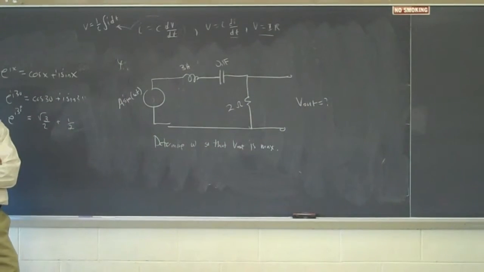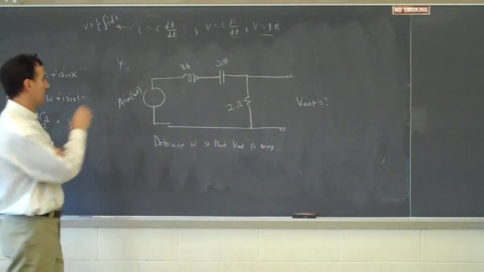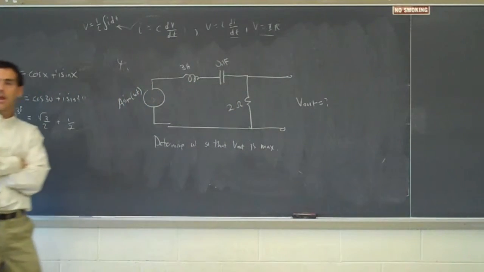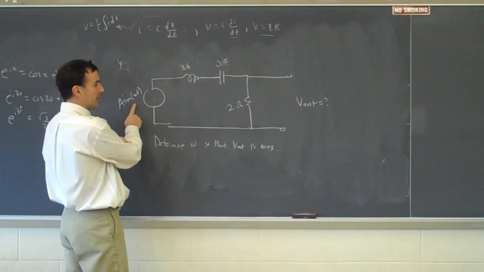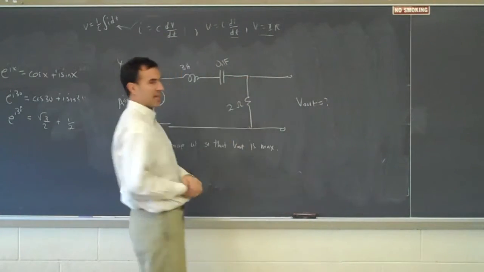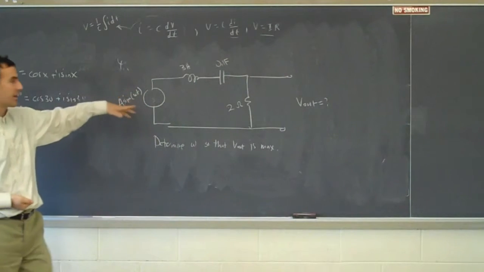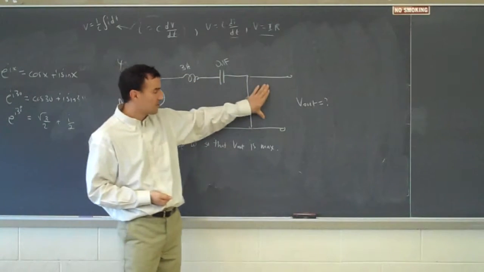Okay, so this question involves this analysis we're doing. It's got sinusoidal voltages and stuff like that. And I want to find out what value of omega is needed to make that voltage as big as possible. Different values of omega are going to give different impedances here, which will give different values of V out.